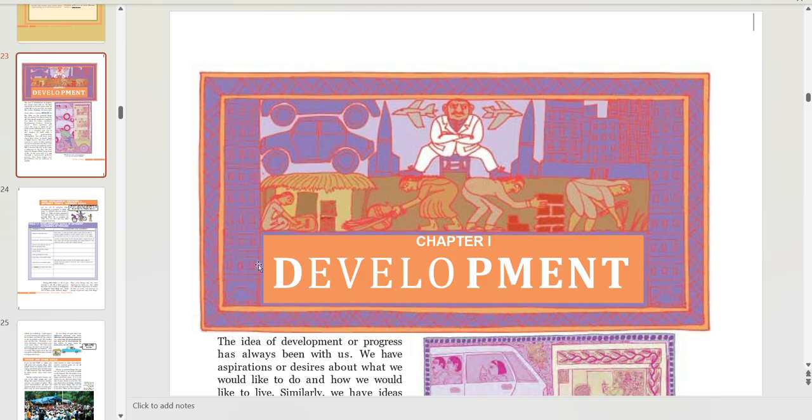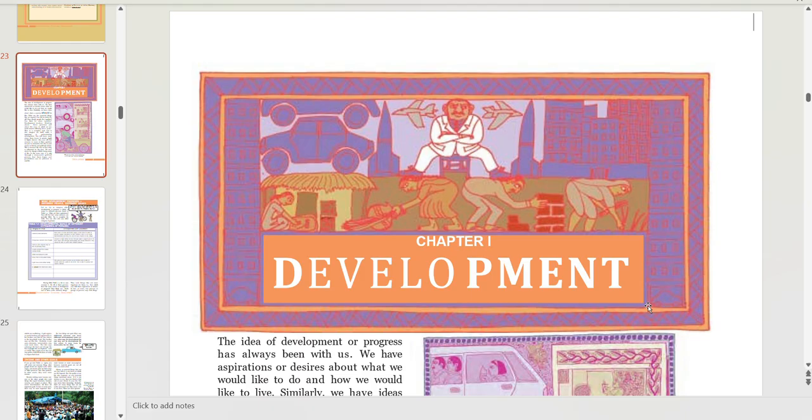Today we are starting an important chapter of class 10th economics, that is development. Whenever we hear the word development, we usually think of money, income, big buildings, industries and modern technology. But is development only earning more money?